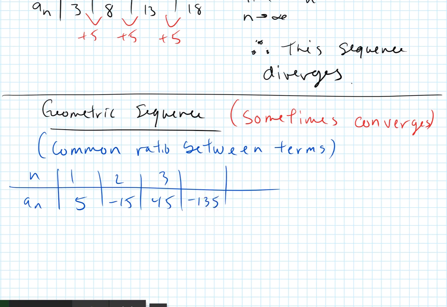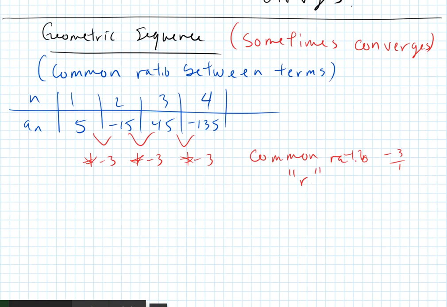Well, let's look at this. It's definitely not adding the same amount, but am I multiplying the same amount? Is this times negative 3, and then times negative 3, and then times negative 3? So what's going on is it has a common ratio. The common ratio is negative 3 over 1, and that common ratio is designated as a lowercase r.